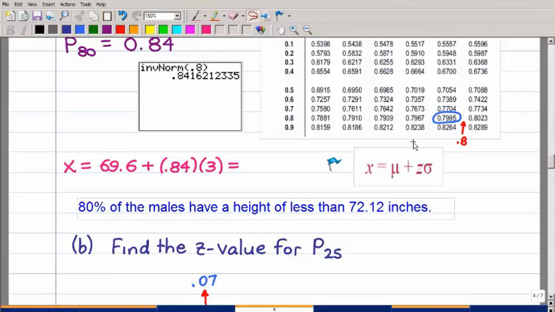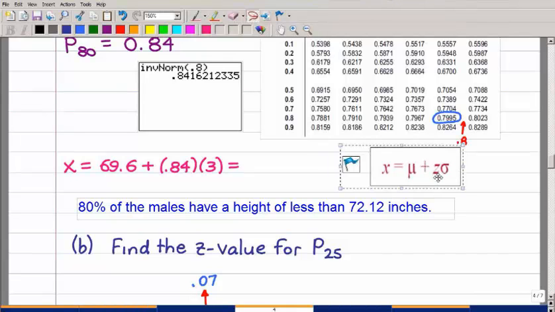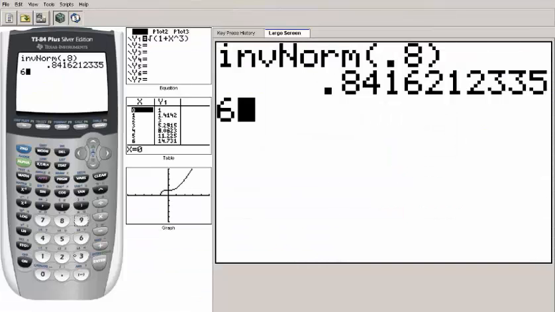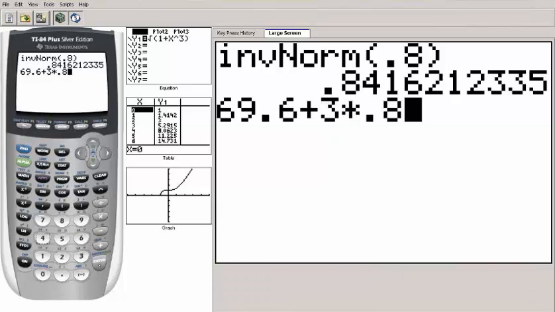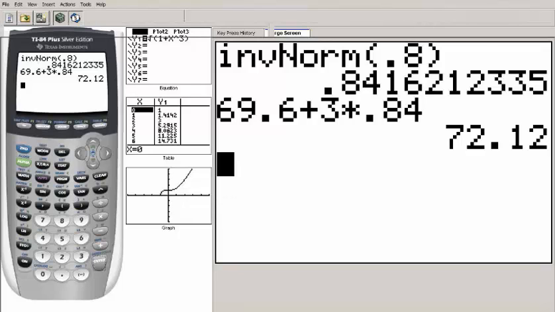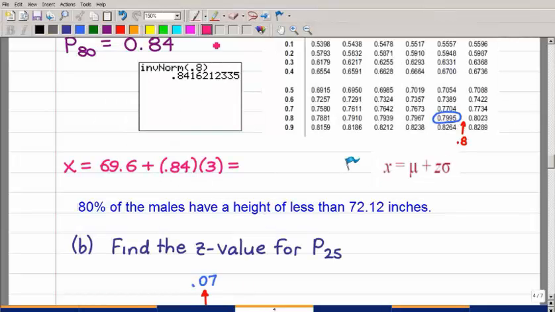And that's going to give us, let me calculate this, 69.6 plus 3 times 0.84, 72.12. So 72.12 inches would represent, as the statement I have below says, that 80% of the males have a height of less than 72.12 inches.